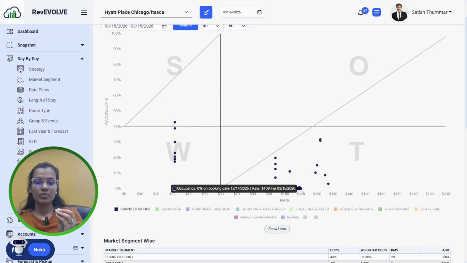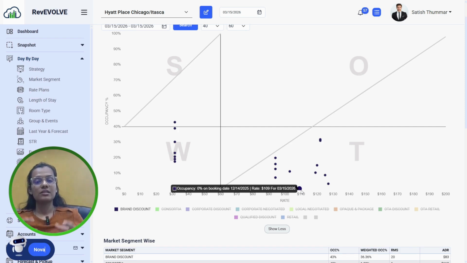Here we can see at 0% booking, the guest paid a $109 rate to stay today, and they booked on the 14th of December 2025. This is how we can see the booking behavior happen below the line, at higher rates or lower rates, or whether they are equal or not, and something interesting appears. The hotel is pricing with confidence, but the market has not validated that confidence yet.